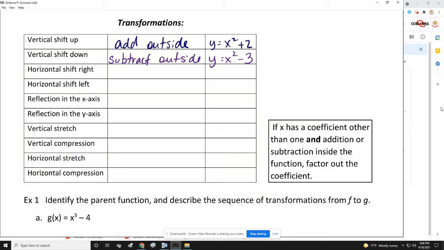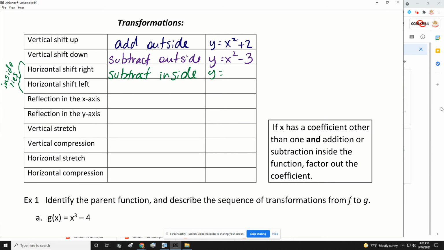All right, horizontal changes can be a little confusing because they happen on the inside, and when it happens on the inside, I like to tell my students that the inside lies. So this can be the opposite of what you would think. So if I want to shift to the right, I'm going to subtract on the inside. So subtract is going to go to the right, which is the opposite of what you would think.